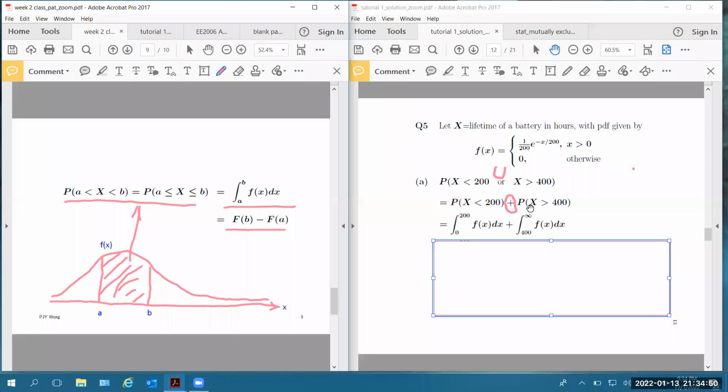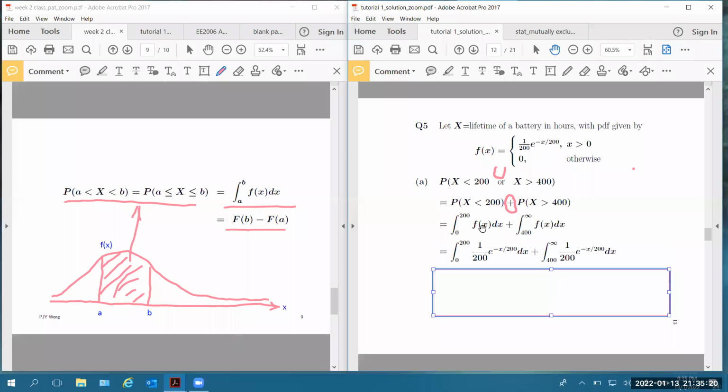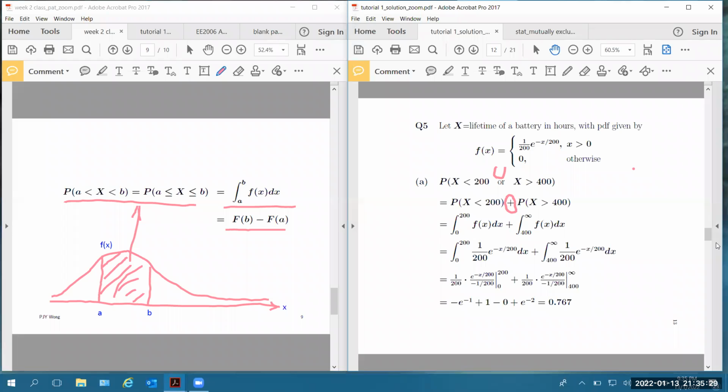Now the second one, probability of x more than 400. More than 400, definitely 400 is the lower limit. Upper limit, they didn't say, and there's also no upper limit in the expression, so you integrate until infinity, from 400 until infinity. Is it okay? Then you put in your expression and integrate. I leave you to integrate and put in the limits, and you will get this.